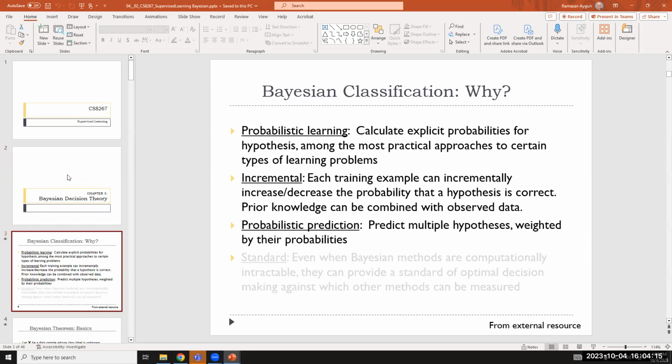This is probabilistic learning. So meaning we are going to compute probabilities. Probabilistically, we are going to get an answer. So that's very common.